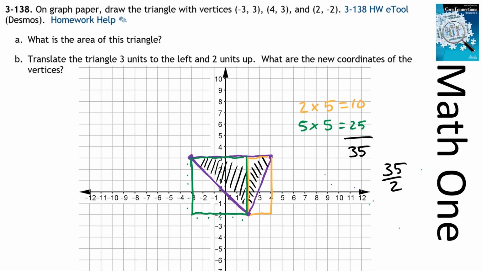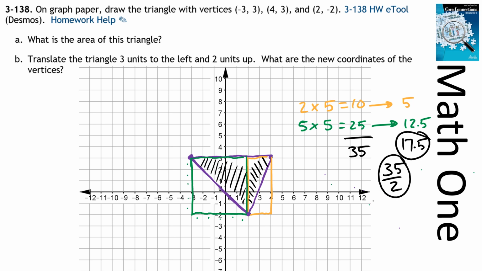And I could look at that a couple ways. Part of the area is this 5, and part of that area is half of 25, which is 12.5. So when I combine those, I do get 17.5. And yeah, 35 divided by 2 is indeed 17.5.